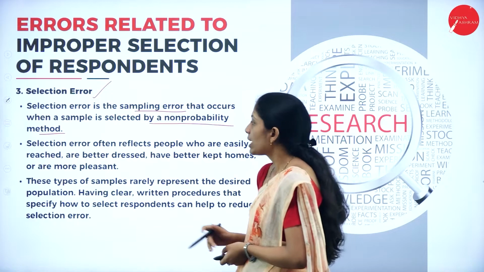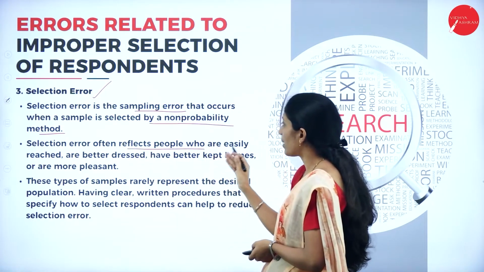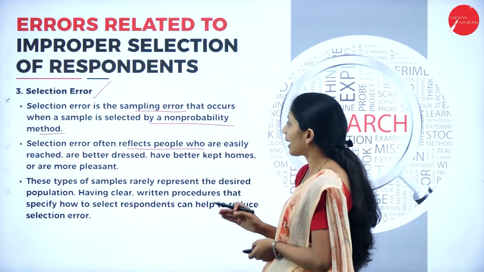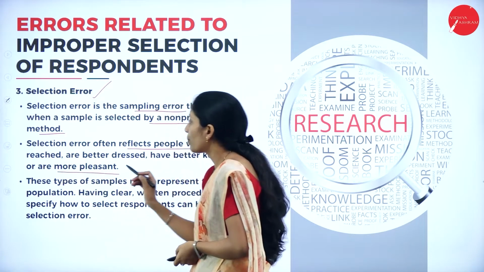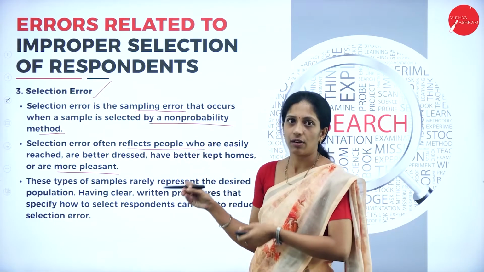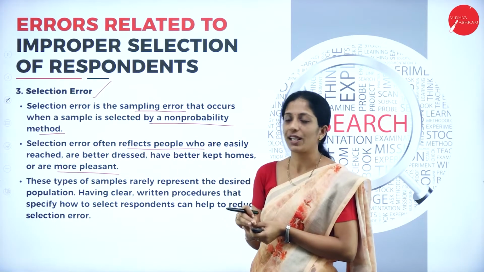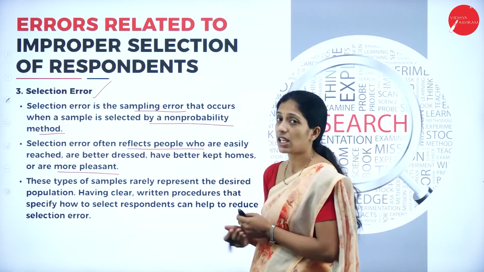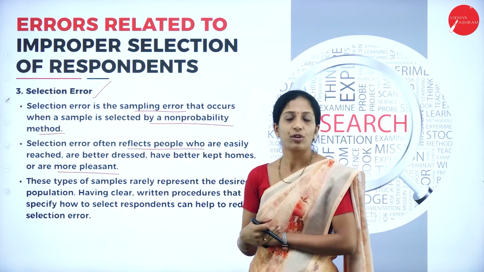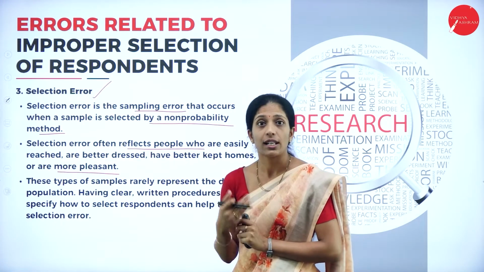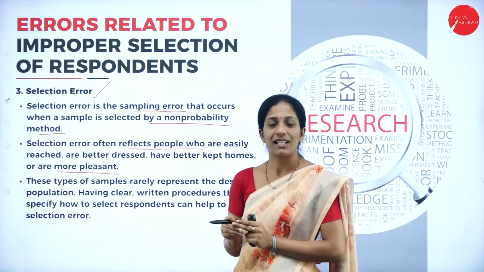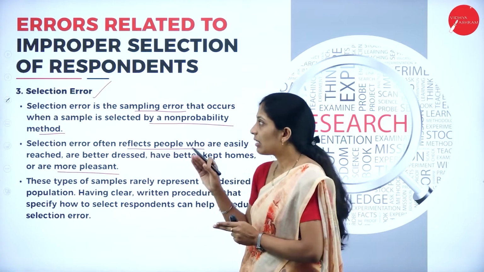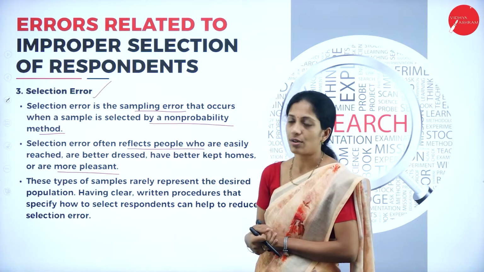Selection error. Selection error often reflects people who are easily reached, are better dressed, have better kept homes, or are more pleasant. So here, while selecting the population, we have to be careful. We can't randomly select people on the basis of being easily reached. For example, I have told you a housewife can be easily reached. It doesn't mean that all the activities will be done by the housewife itself. It will be done by their husbands also. In that situation, selection error will occur.